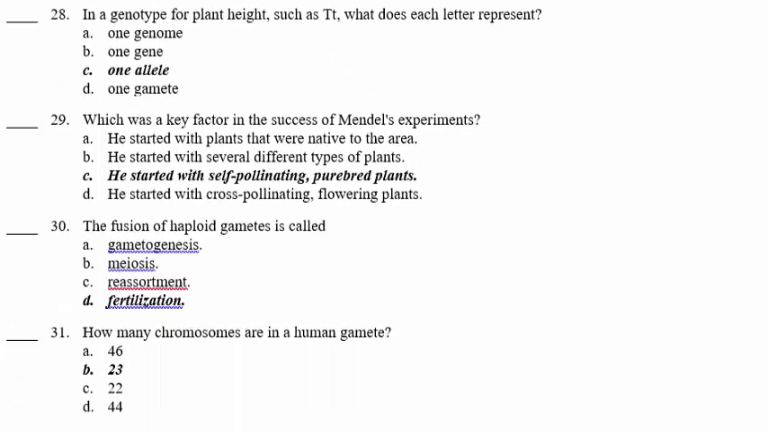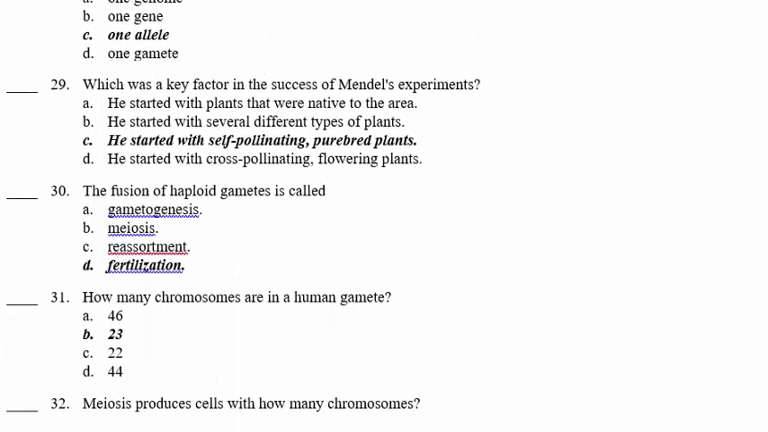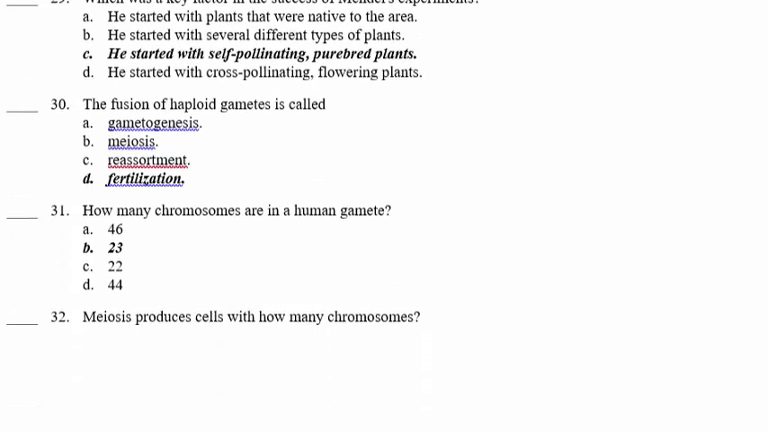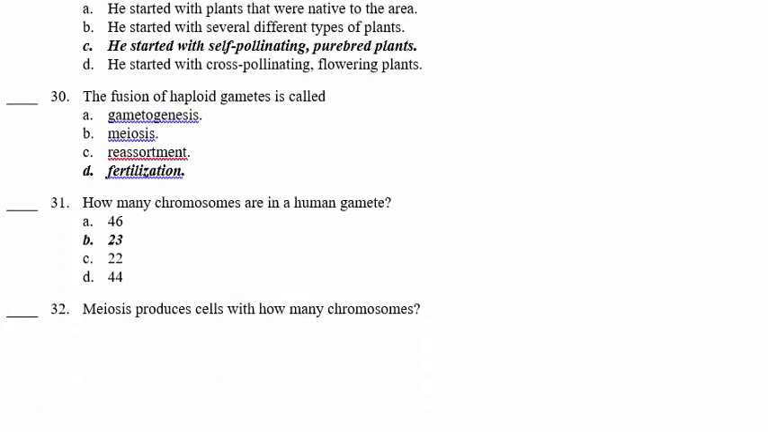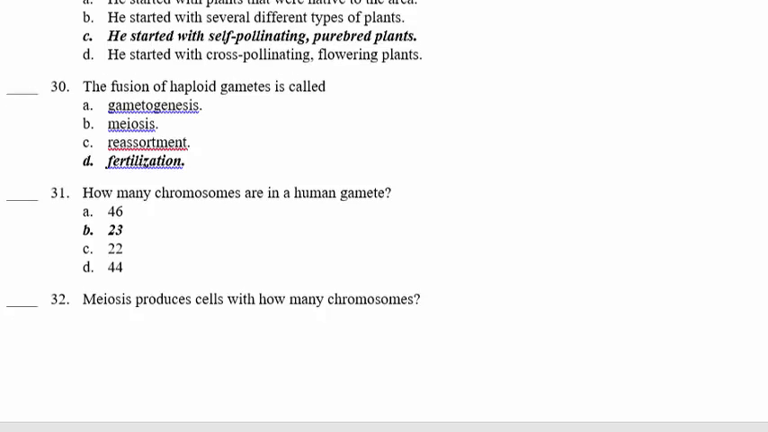30. The fusion of haploid gametes is called fertilization. This happens when two sex cells meet together. 31. How many chromosomes are in a human gamete? Gametes are sex cells, so they have half the number of chromosomes. They are haploid cells. 23.